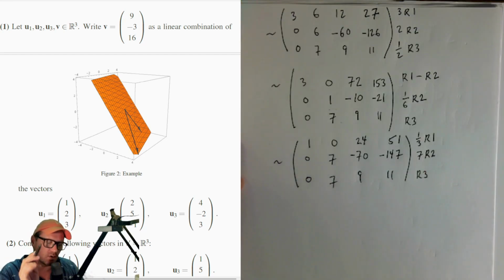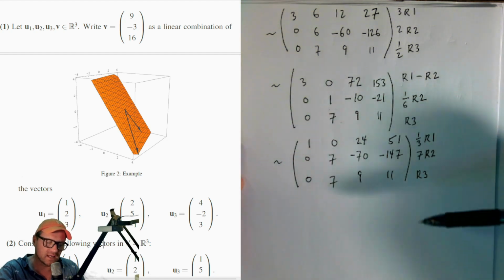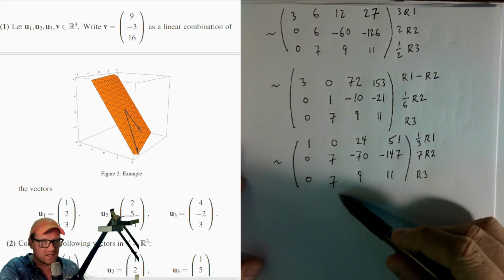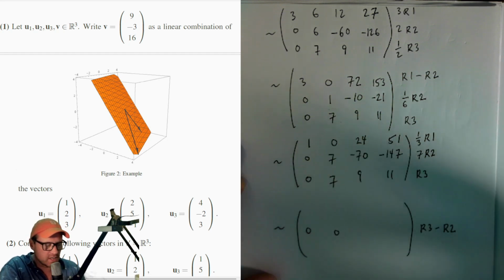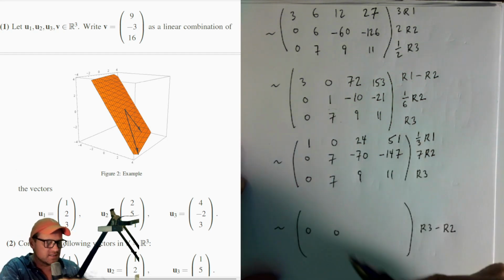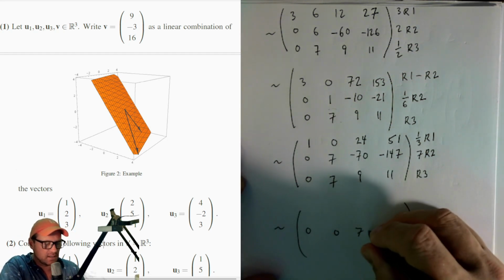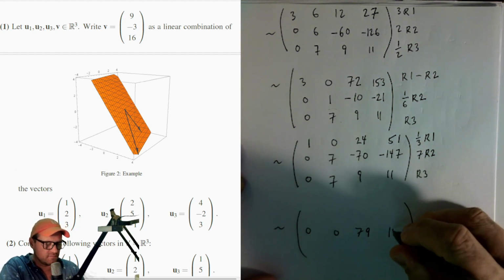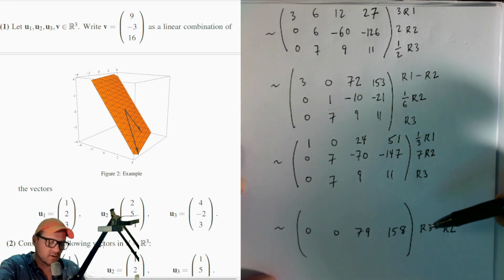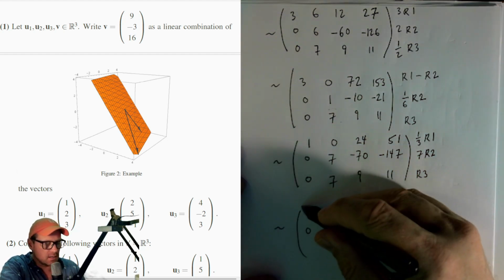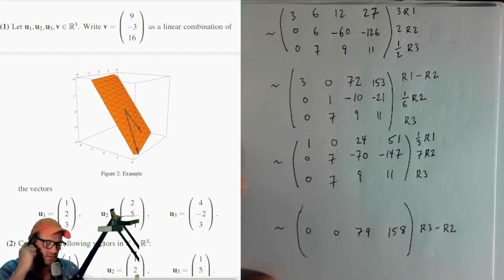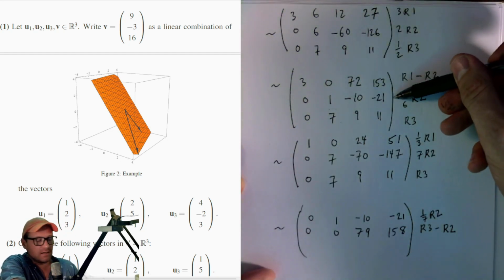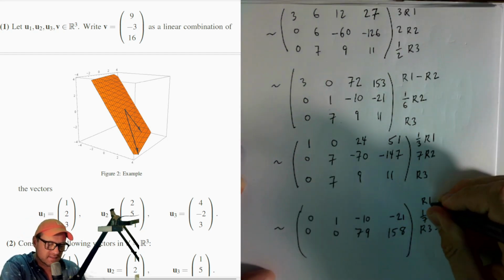Okay, so next we can replace row 3 with row 3 minus row 2. So we can get a 0 here. So 0, 7 minus 7 is 0. 9 minus 70 is 79. 11 minus 147 is 158. Okay, so this should be our third row. And then in row 2, we want to multiply by 1/7, and that's just to return it to this state. And then we'll just copy down row 1 as is.